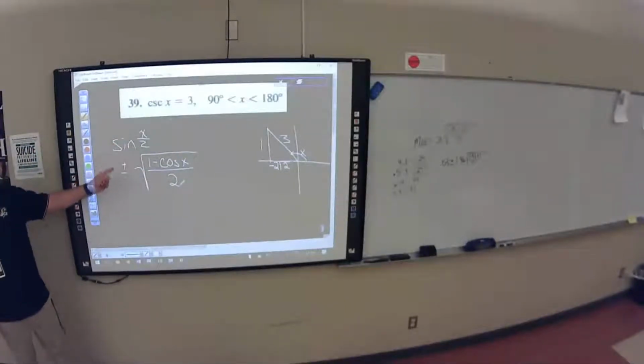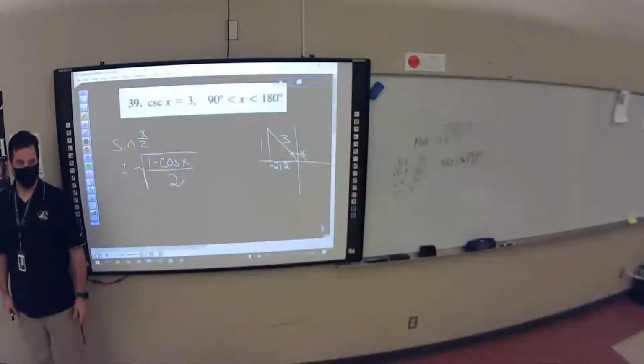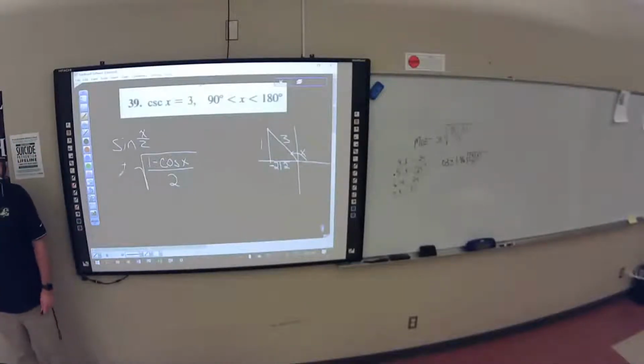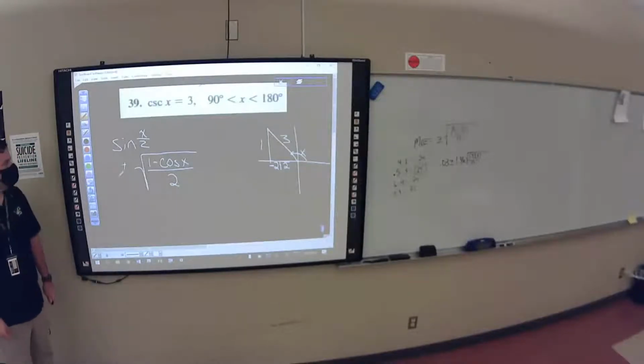So let's first decide if it's positive or negative. Sine in quadrant 2 is positive. So that's where we get the plus and minus from. You just have to look at what the angle is. I don't know if I want the sine of that angle in quadrant 2 or quadrant 1, but either way it's positive. I need to verify that part of it.